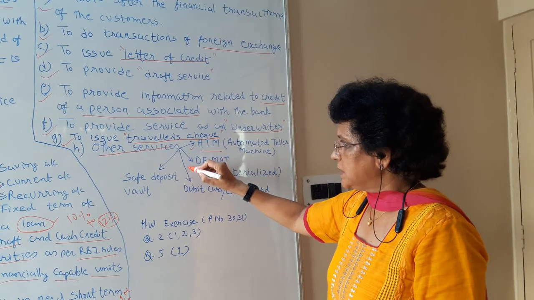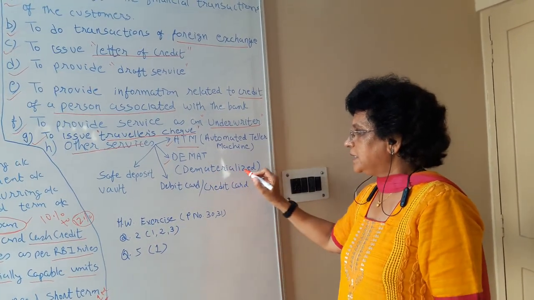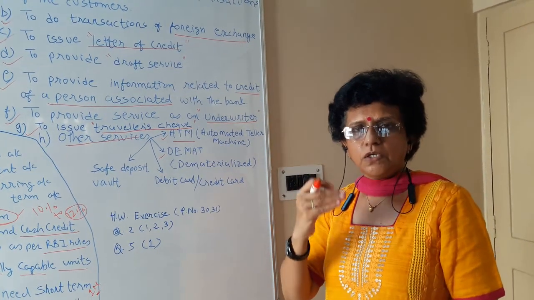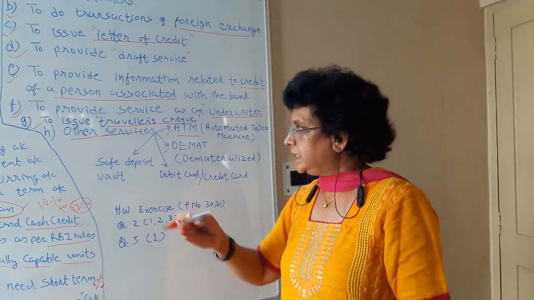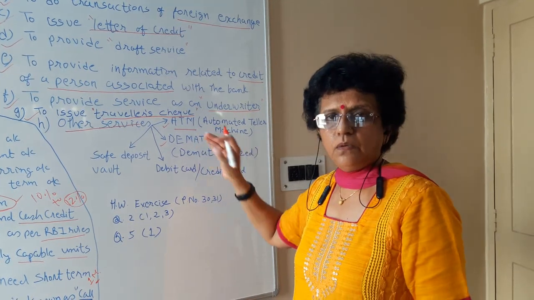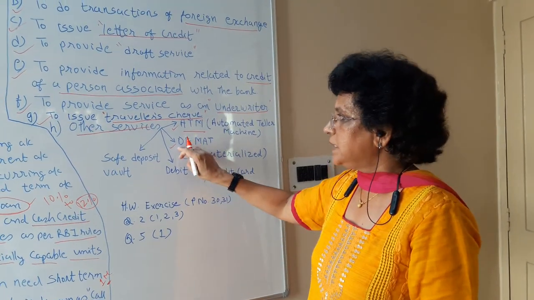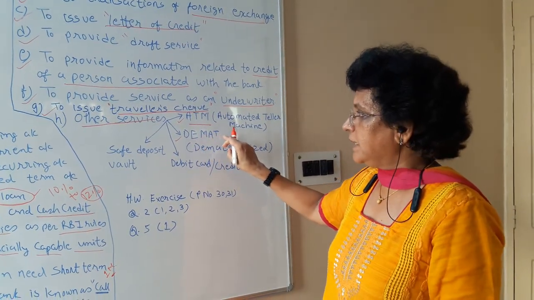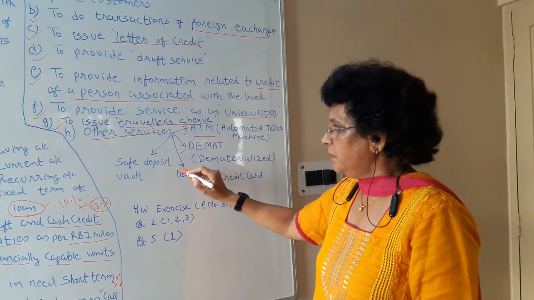Then there is the Demat account. Demat means dematerialized account. The shares and stock that you have in physical form are converted into Demat form. It is easy for everyone to trade in the stock market. It is now compulsory that your stock has to be dematerialized. So dematerialization of your stock is a facility given by the bank.